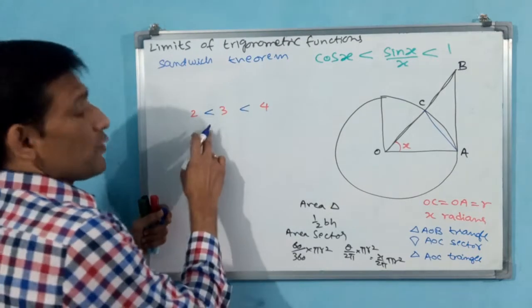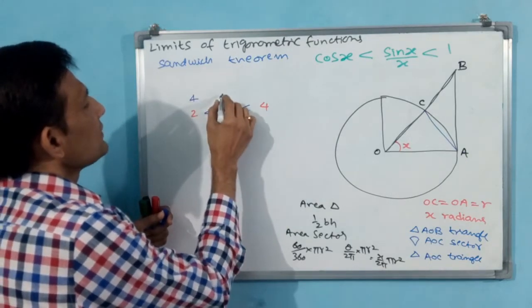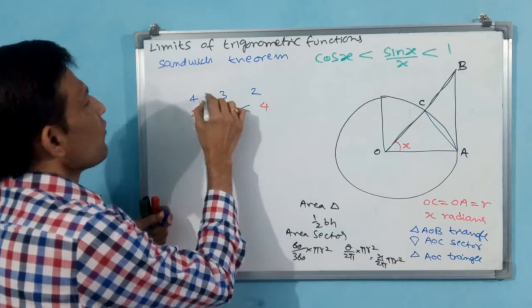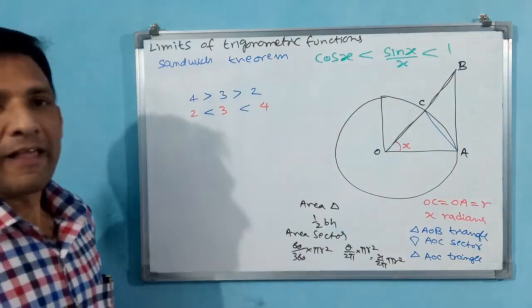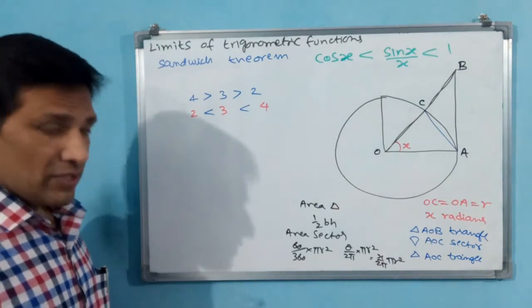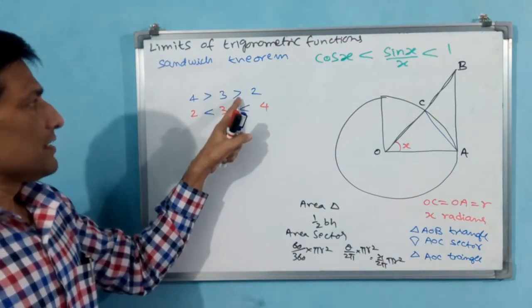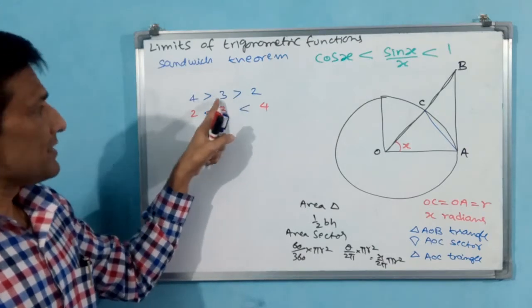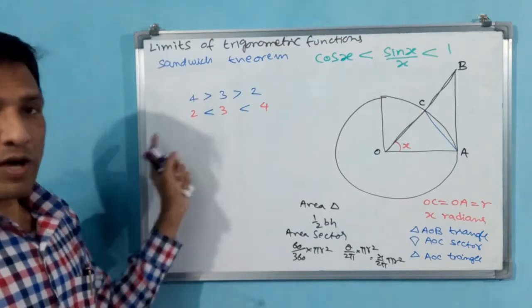If you want to write this in greater than form, how to write? 4, 3, 2. 4 is greater than 3, 3 is greater than 2. Is it correct? If you reverse the numbers, automatically the direction is going to change. The center will be like that only. The center always stays in the center, but only these two are going to change.